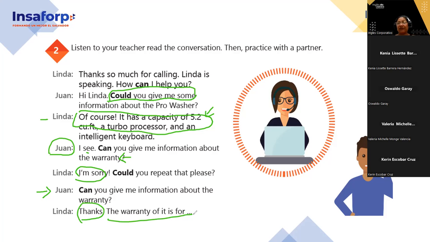And then she gives the information. Okay, the warranty is for, and you give the time for the warranty. But in the whole conversation that you can see here, the vocabulary that is used is very polite. When you request information, could you give me some information?